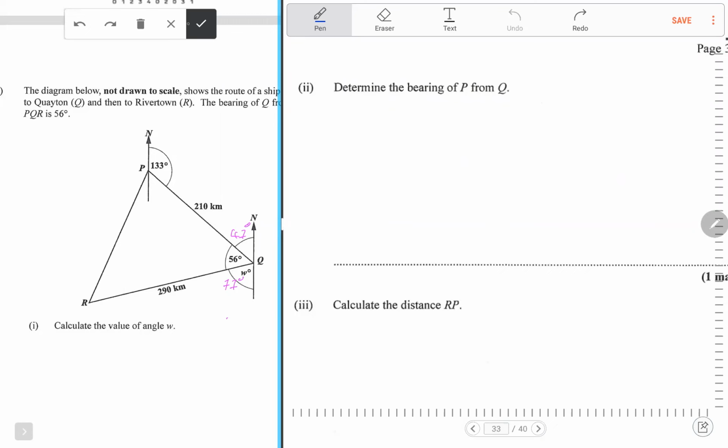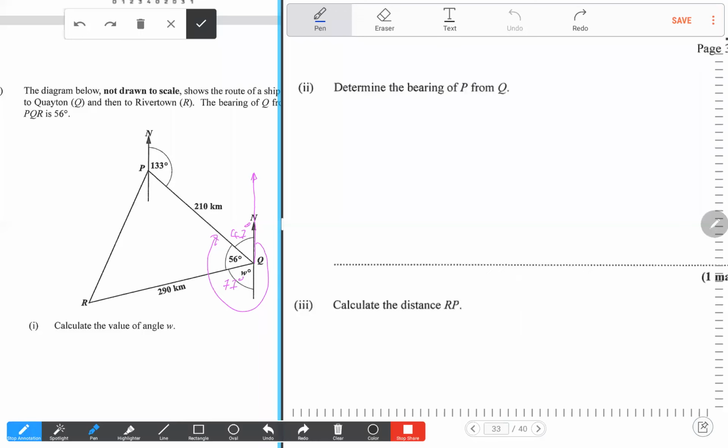So like you're at the from position, right? And you face north first. This is the from position Q. Face north first. This is the angle through which you have to turn all the way around to the right until you're facing P. So the angle that I want is that angle that I've marked right there. That's the angle that I want.